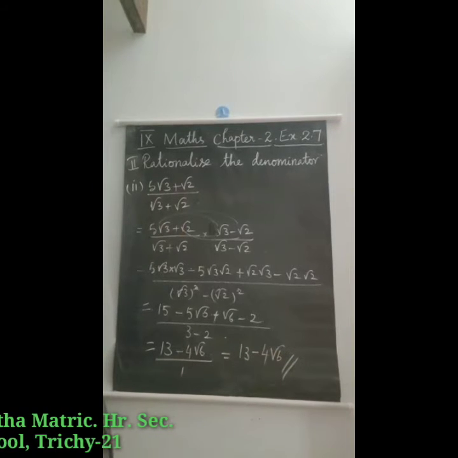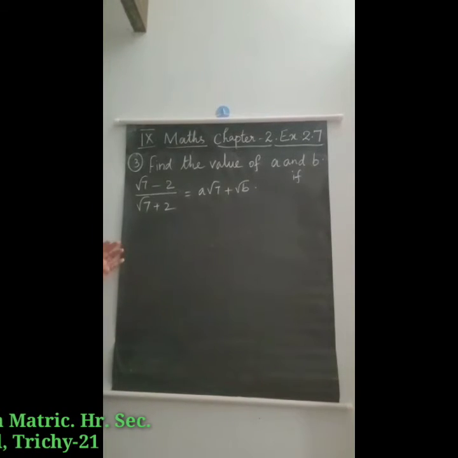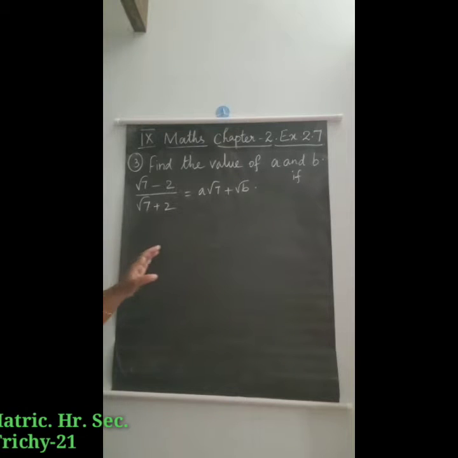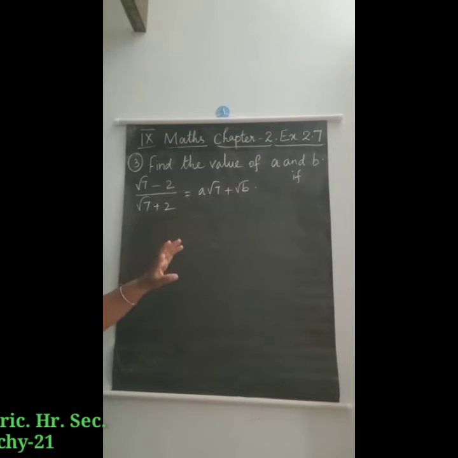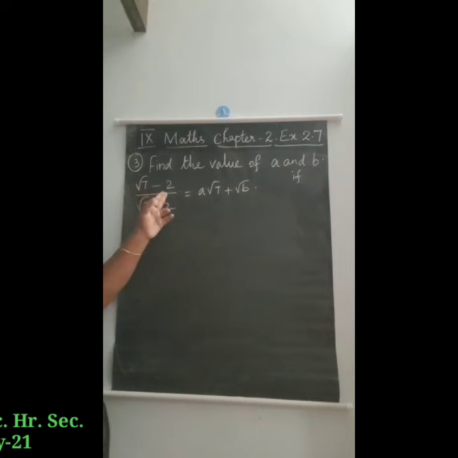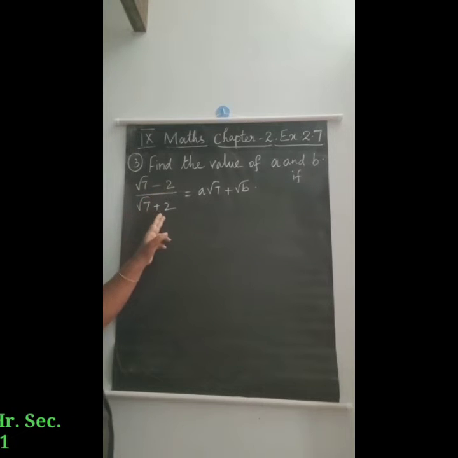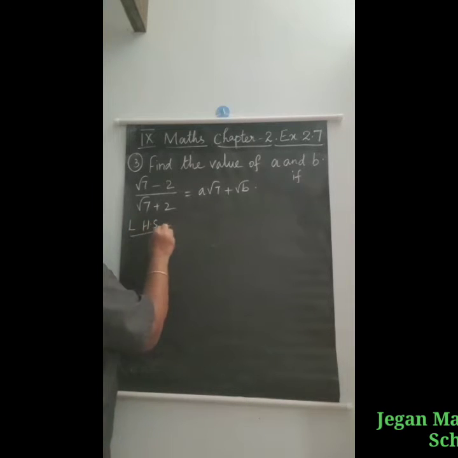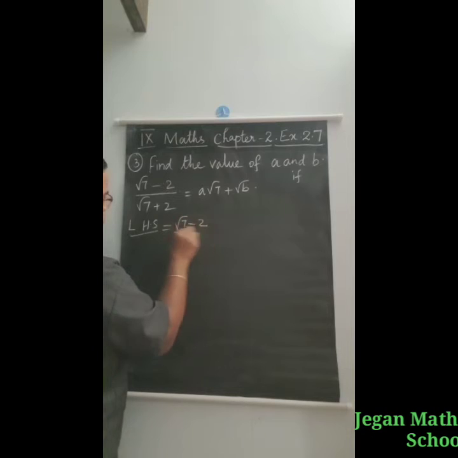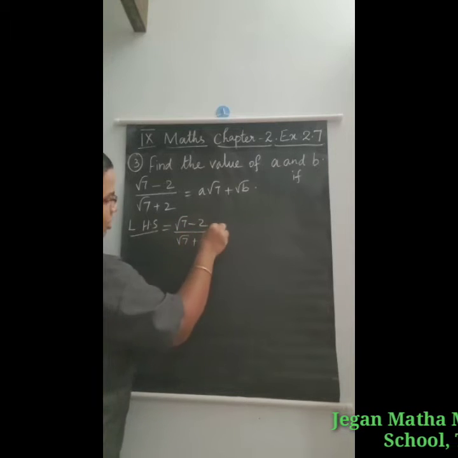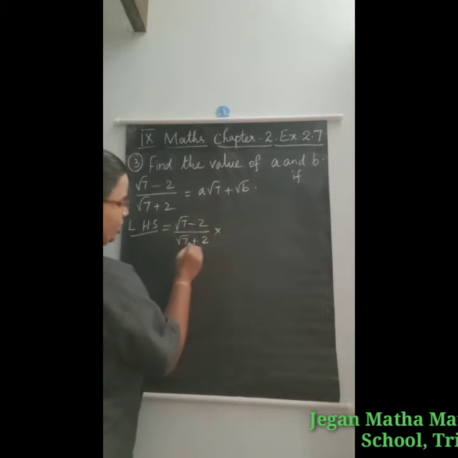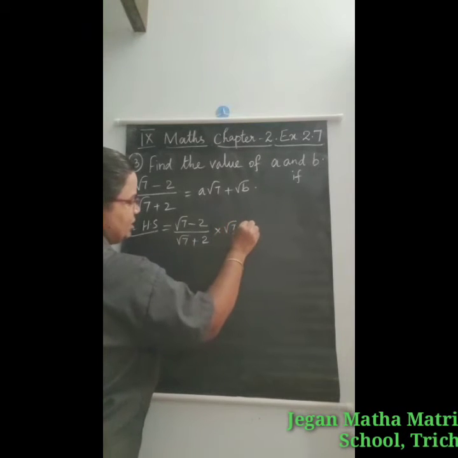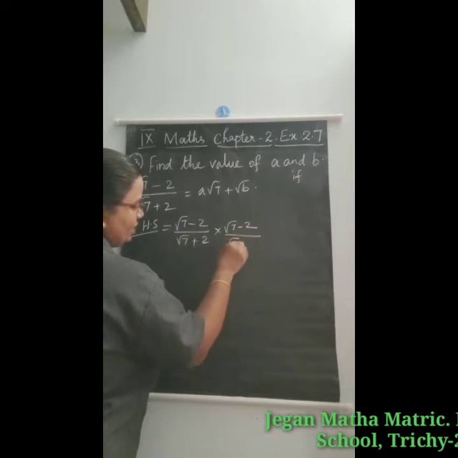Can you understand, students? The third question: find the value of a and b if root 7 minus 2 divided by root 7 plus 2 is equal to a root 7 plus root b. Let us take the LHS first. LHS is equal to root 7 minus 2 divided by root 7 plus 2. You have to multiply and divide by the conjugate, that is root 7 minus 2 divided by root 7 minus 2.